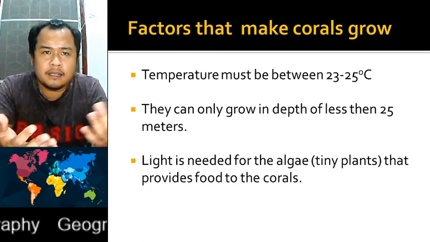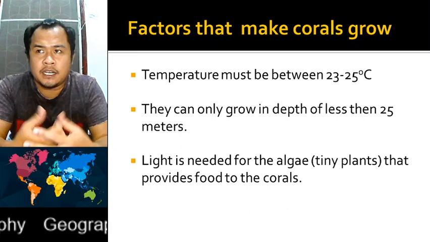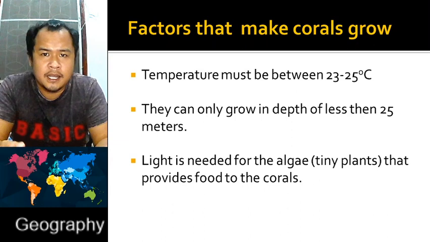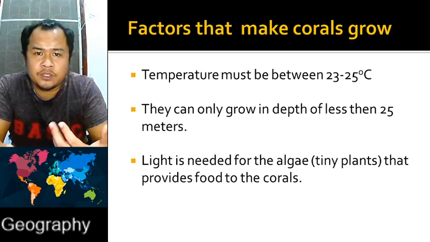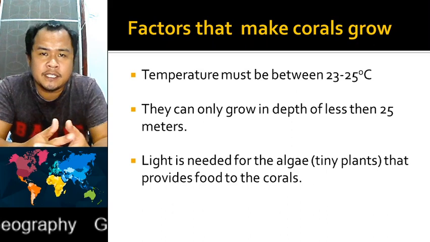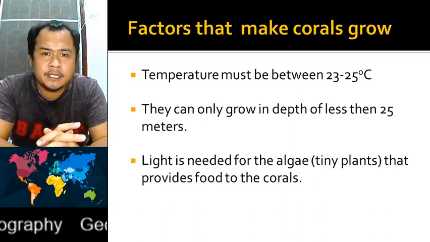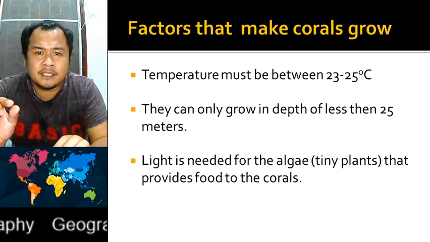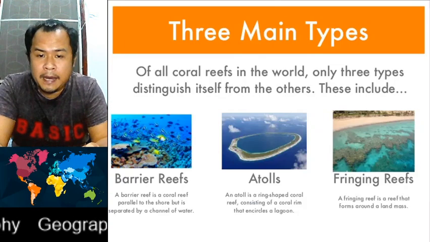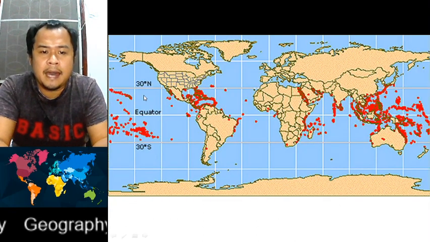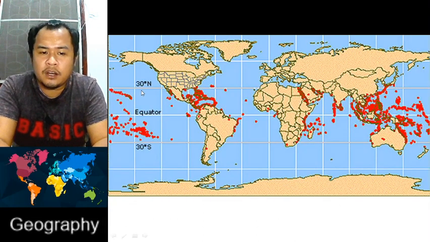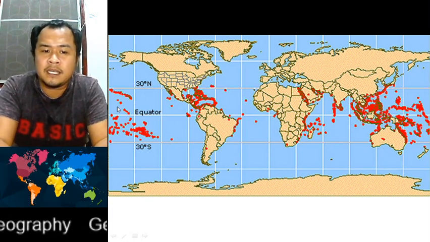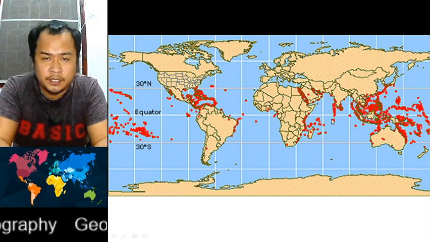So a while ago, I mentioned corals. Corals need a certain type of condition for them to grow. And here are the conditions that help them grow better. Number one is temperature. The temperature must be between 23 to 25 degrees Celsius. So if we go back to the map, you will see here that most of them live along the 30 degrees north and south of the equator, because these areas are warmer waters.